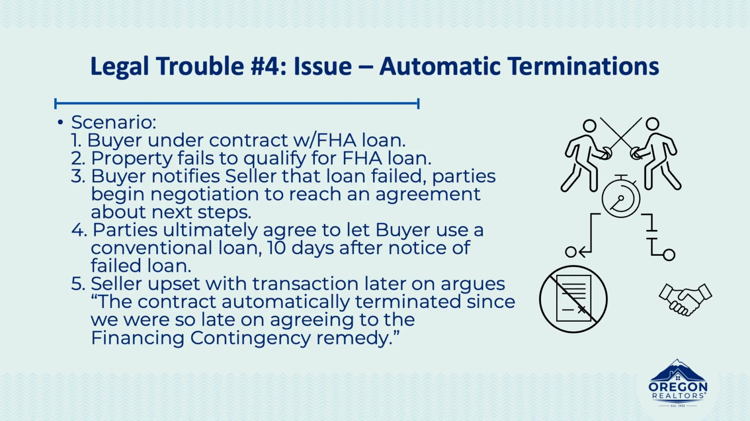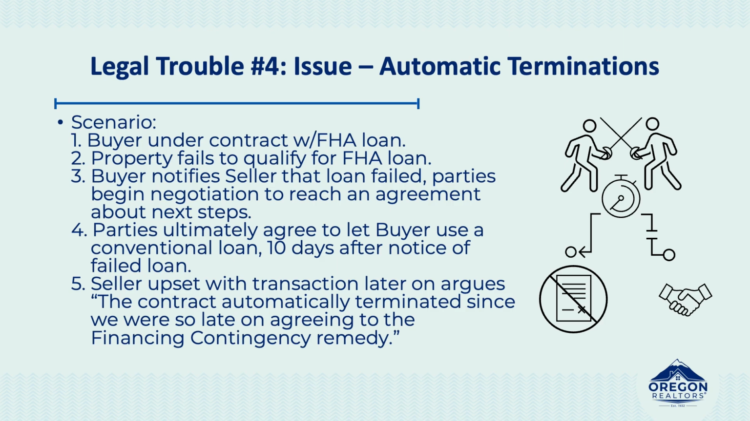The seller is uncertain if they like the idea of that conventional loan because they've had bad dealings with the bank in the past, something along those lines. The parties ultimately do agree to let the buyer use a conventional loan, but this is many, many days after the notice that the loan had failed. They're 10 days out. It took 10 days for the buyer to line up the right lenders and for the parties to talk back and forth about which loan they should use and ultimately 10 days for the parties to agree that the buyer should use this other form of a loan.